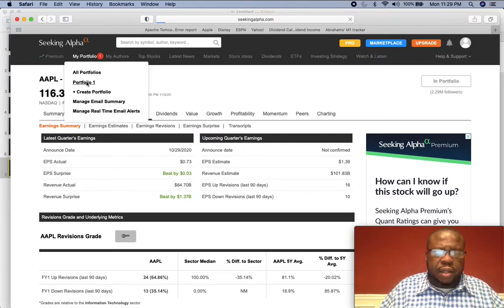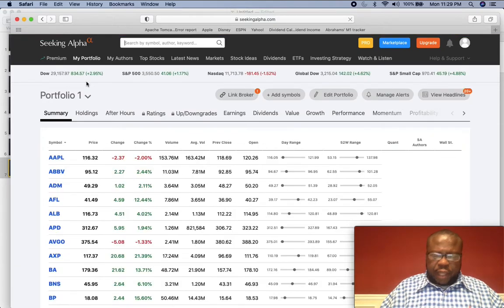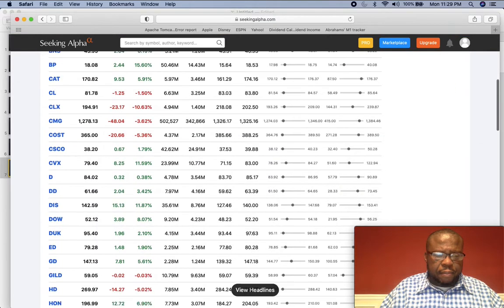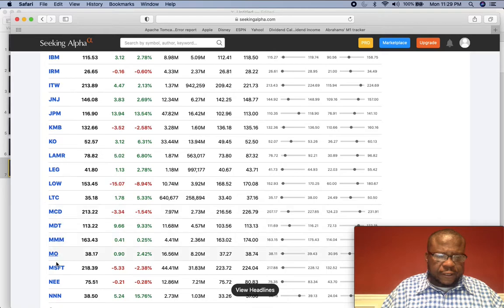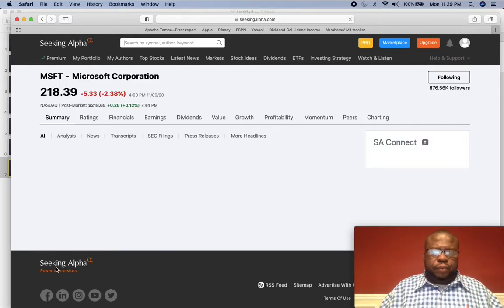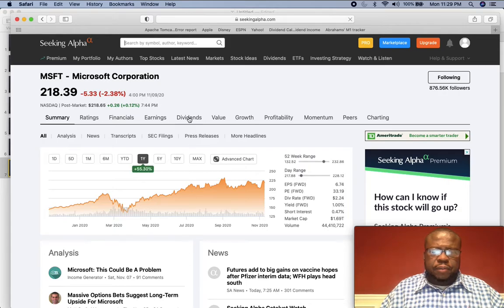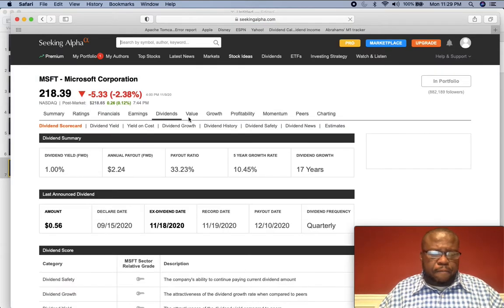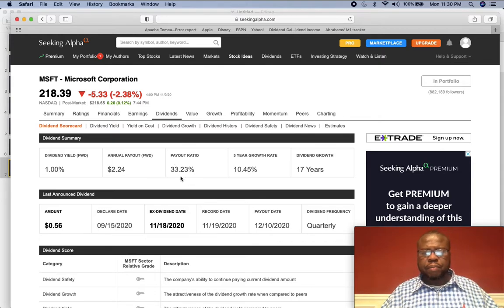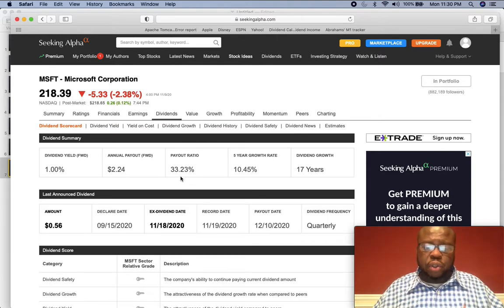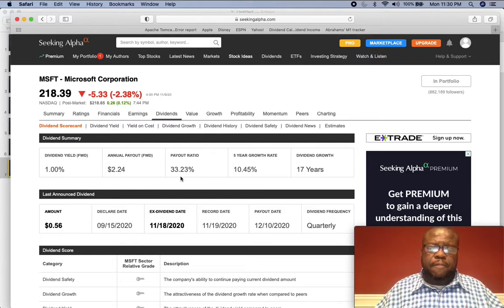Let's look at another company that also has a pretty low payout ratio, Microsoft. Microsoft is paying about 56 cents quarterly, so $2.24 for the year. The payout ratio is 33.23%, about a third. So Microsoft pays out about a third of its earnings in dividends. The other 2/3 they're keeping back to grow the company.